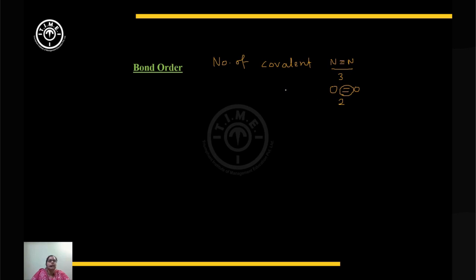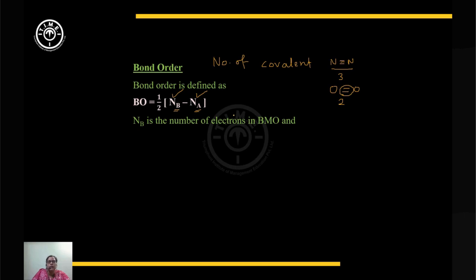But based upon the molecular orbital theory, how do we find the bond order? The bond order is equal to the number of electrons in the bonding orbitals minus the number of electrons in the antibonding orbitals, divided by 2. Or you can say one half into Nb minus Na. Nb is the number of electrons in the bonding molecular orbitals, and Na is the number of electrons in the antibonding molecular orbitals. If Nb is more than Na, the bond is stable, so we get a positive value. The bond order cannot be negative.